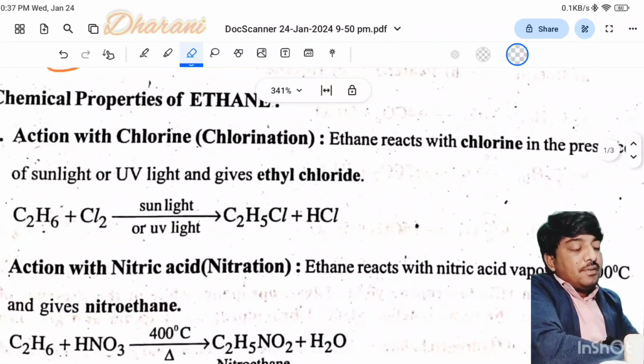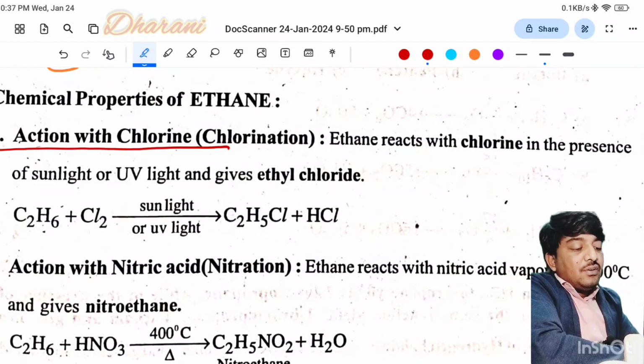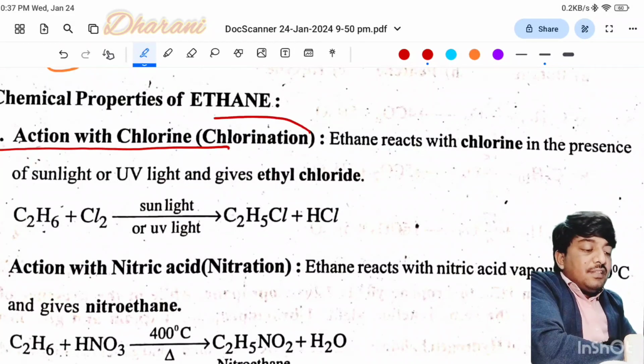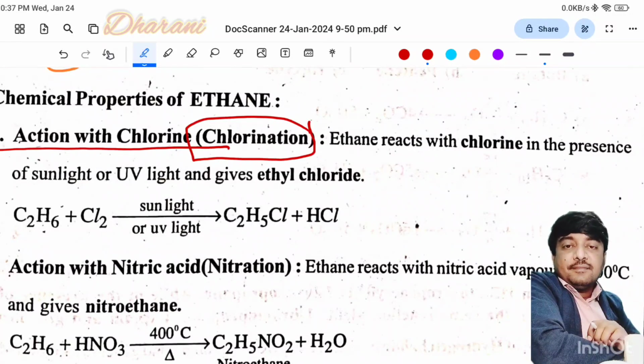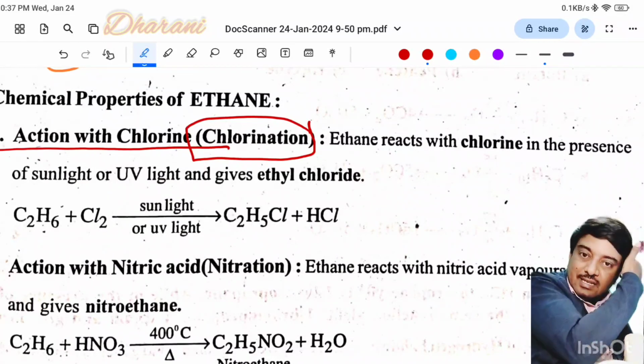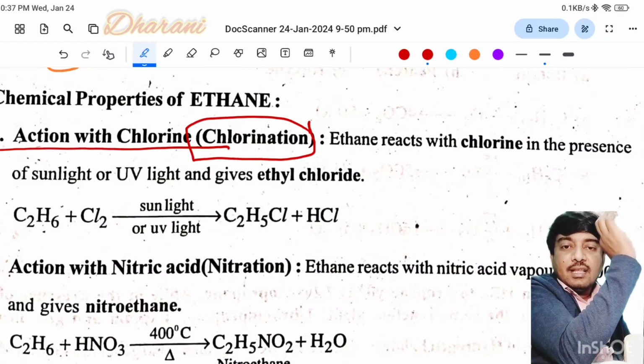Next, chemical properties. Action with chlorine, also known as chlorination. It is a substitution reaction: remove one hydrogen and replace it with a halogen. This reaction is known as a substitution reaction.